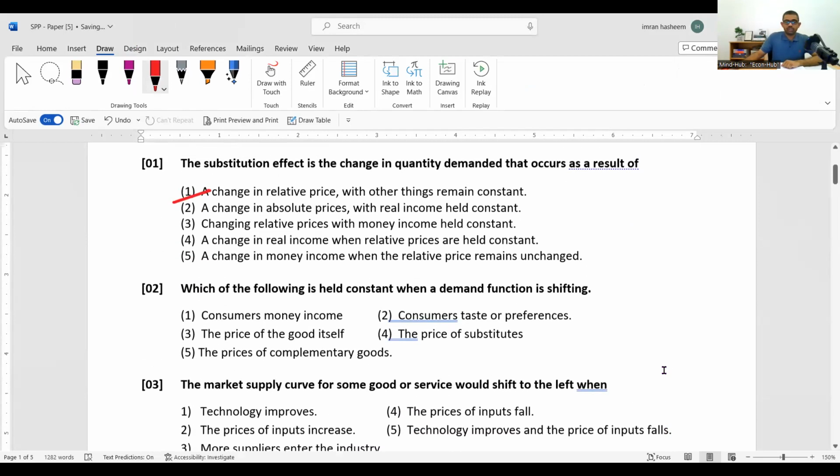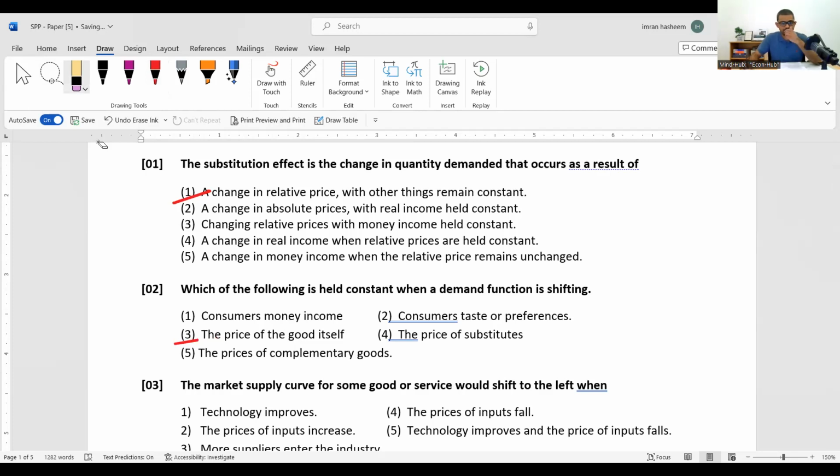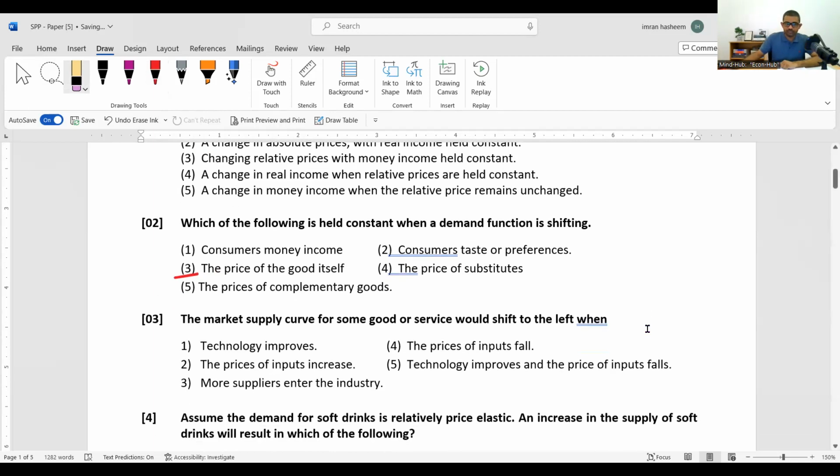Question number 2: which of the following is held constant when a demand function is shifting? If a demand curve is shifting, which of the following is held constant? Consumers' money income, no. Consumers' taste and preferences, no. Because a shift of the demand function or demand curve is actually caused by other factors changing. What is held constant is the price. The price of the good itself should be the correct answer. The price of substitutes, no. Yes, the correct answer is number 3.